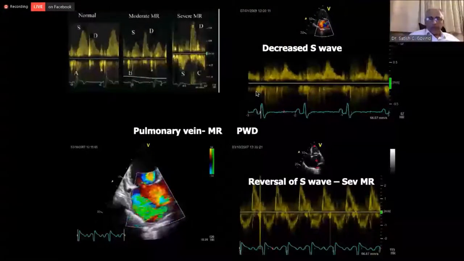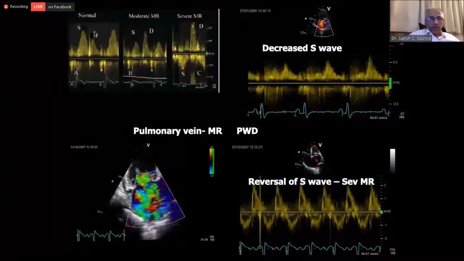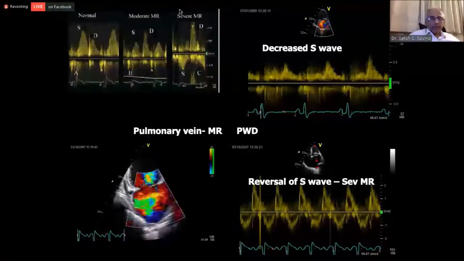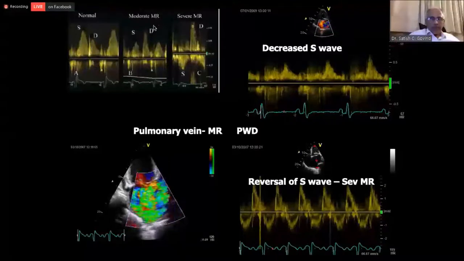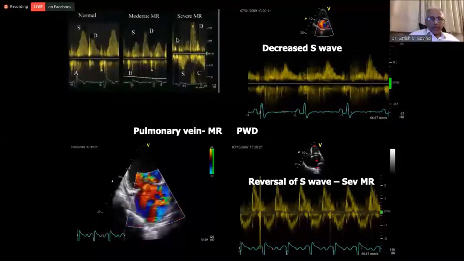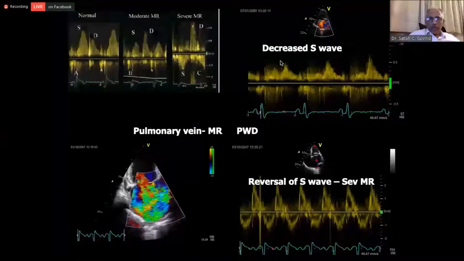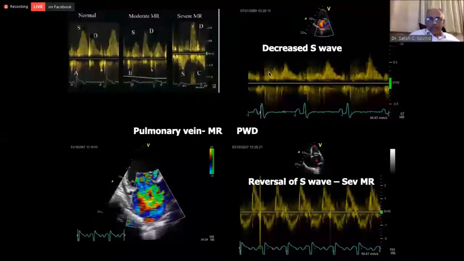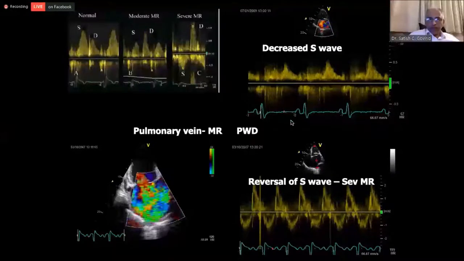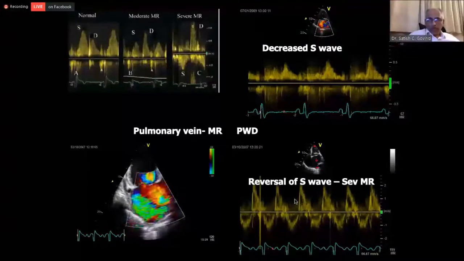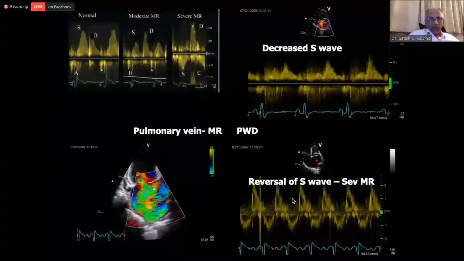Then looking at the pulmonary veins. In the pulmonary veins, you have the S wave, which is taller than the D wave. As the severity increases, you start to see that the S starts to decrease in size. And at some point when it becomes severe, it reverses. So this is decreased S wave. It is blunted here, moderate MR. And here you can see that there is actual reversal, complete reversal. So this is severe MR. So that is looking at pulmonary veins.